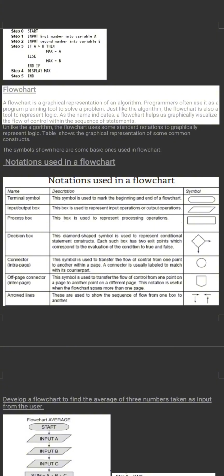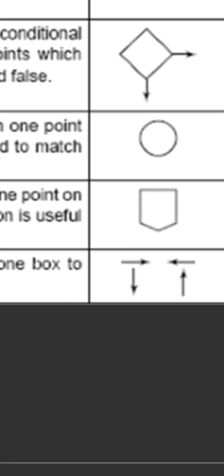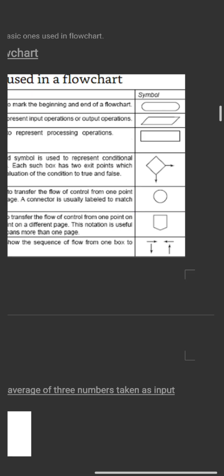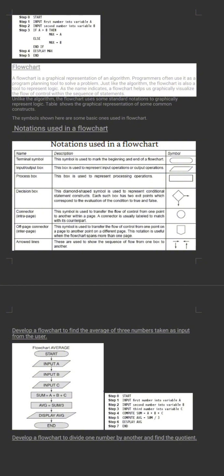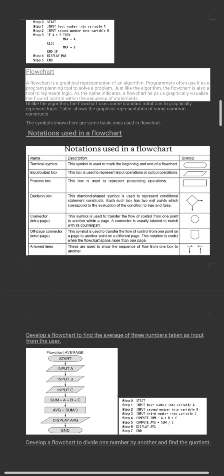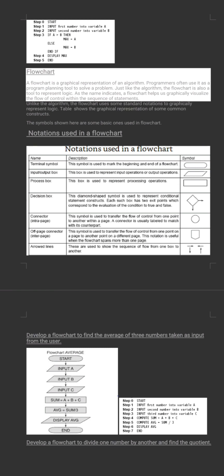And the next one is the circle. It is called the connector, or intra-page connector, and this symbol is used to transfer the flow of control from one point to another within a page. The next one is the off-page connector. This is the symbol of an off-page connector. An off-page connector is used to transfer the flow of control from one point on a page to another point on a different page. And the last one is arrowed lines. These are used to show the sequence of flow from one box to another box. So these are some important symbols and their descriptions. You can expect a question from this.